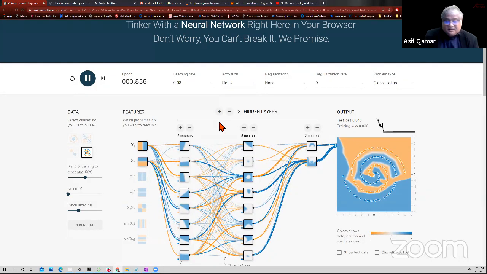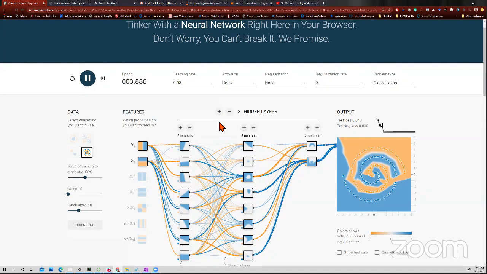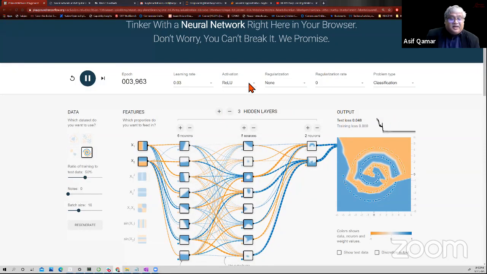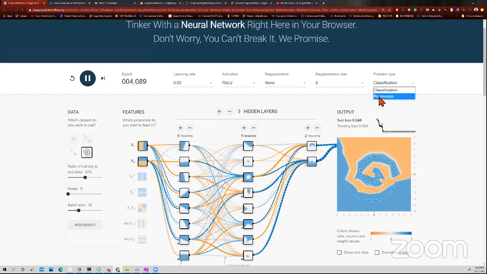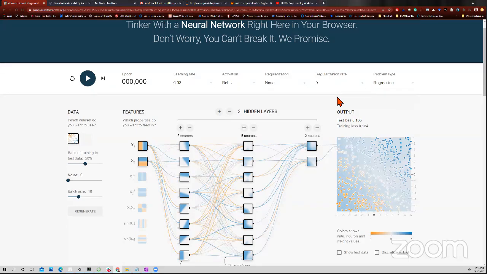So Asif, sorry, one question. What does this ReLU look like? Yeah, we'll come to that. The activation functions are a topic. We'll come to that today. Okay. What about classification problems?